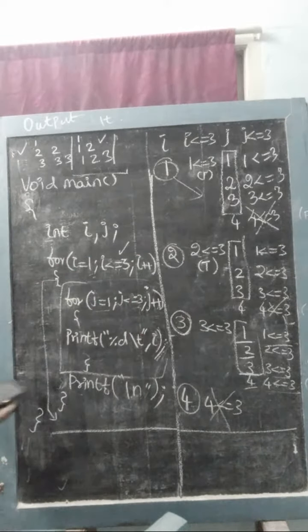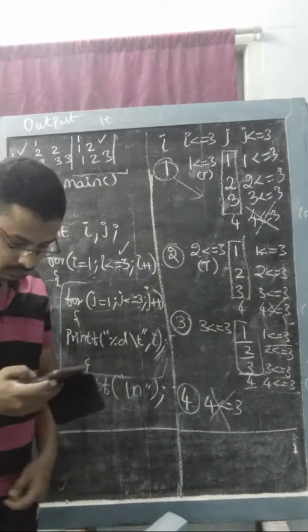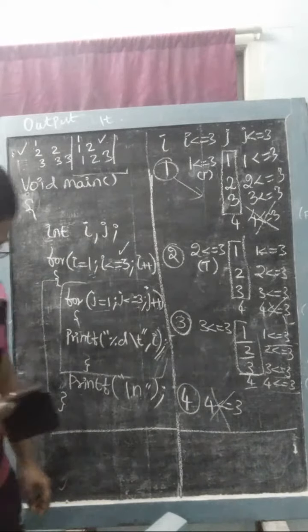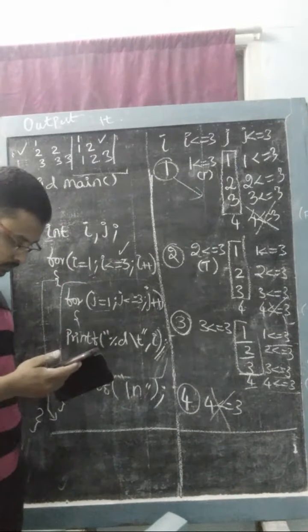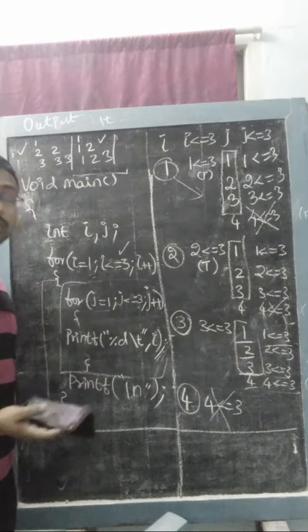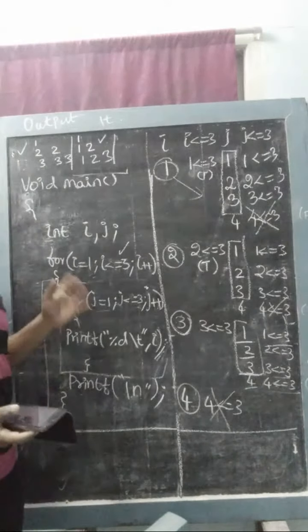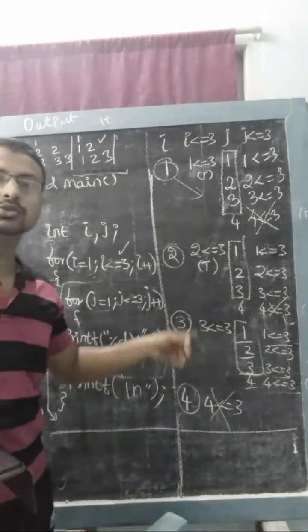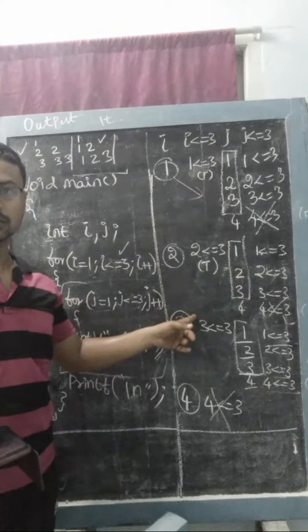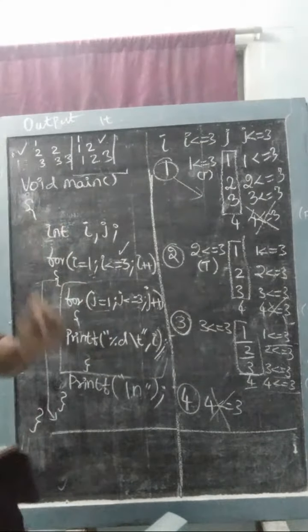How many doubts so far? I'm asking about doubts. Is there any doubt so far? This is an explanation you should write. Then only you can easily identify.